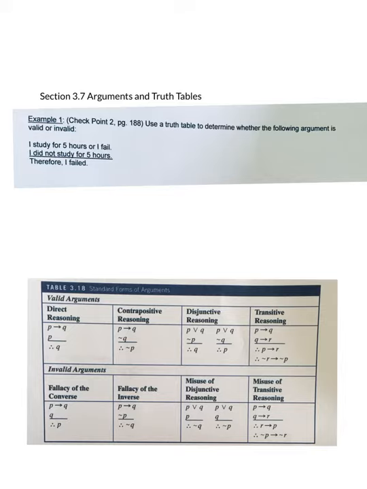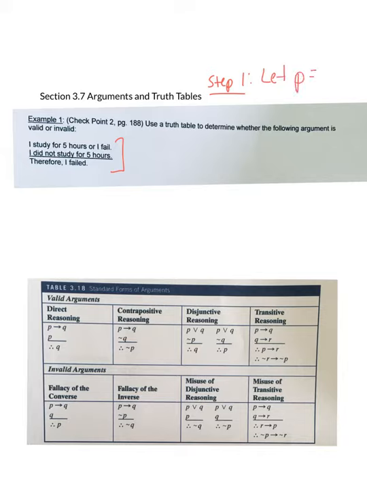But example 1 says, use a truth table to determine whether the following argument is valid or invalid. I study for 5 hours or I fail. I did not study for 5 hours, therefore I failed. So these questions are three steps, no matter which way you choose to get the right answer. And the first two steps are the same every time. So step 1, just like earlier in the chapter, we're going to assign letters to every idea in the argument that we are analyzing. That's that three-sentence paragraph.